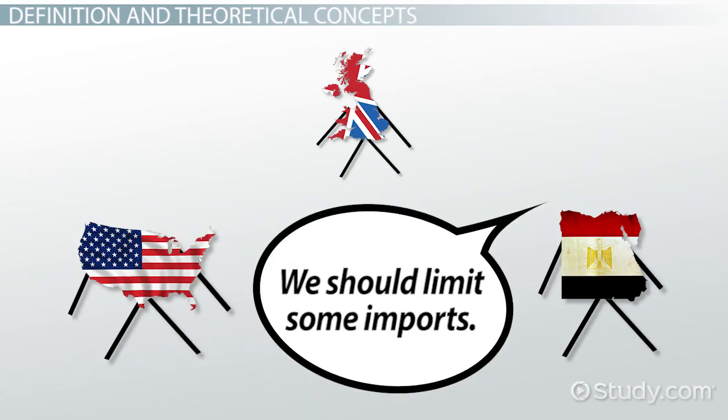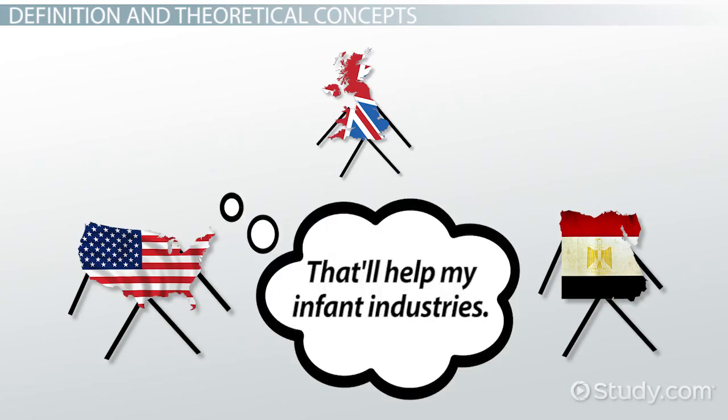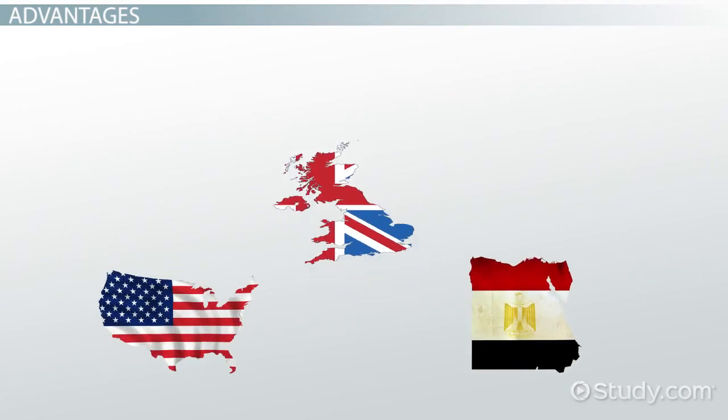The member countries can agree to limit imports of some goods and services by use of a trade quota. A member country may want this limited protection to help its infant industries, for example. A customs union provides three advantages to members of the union.